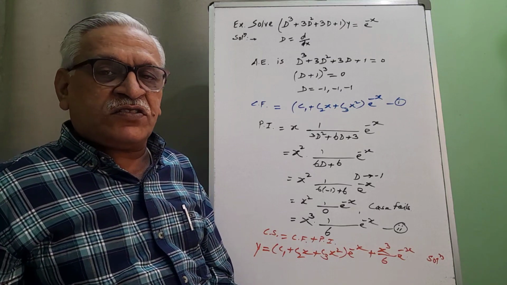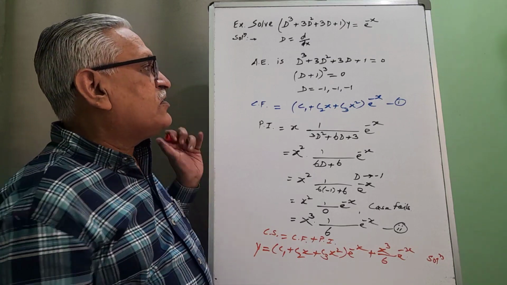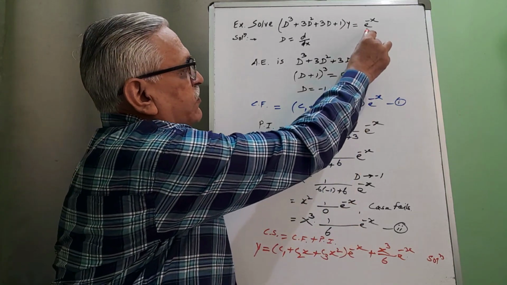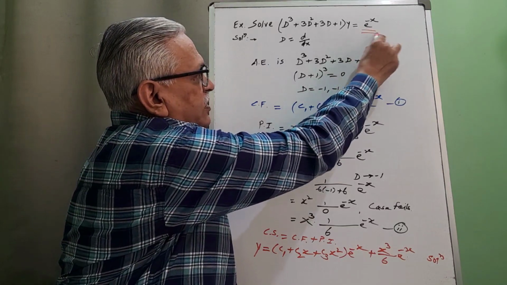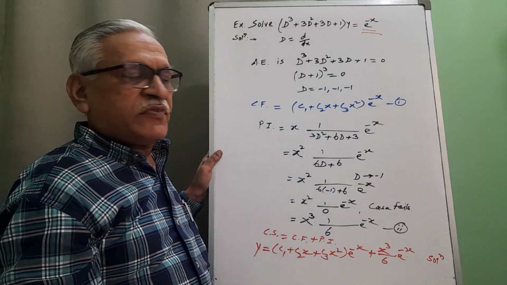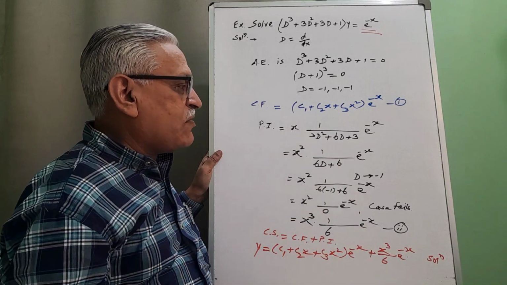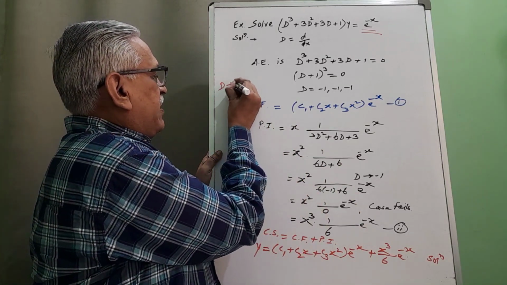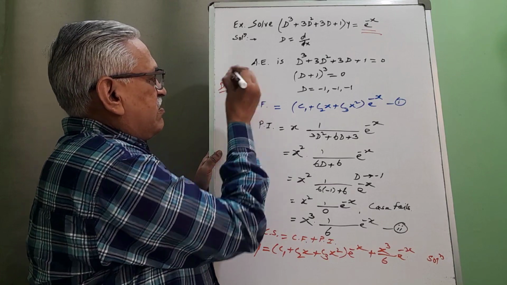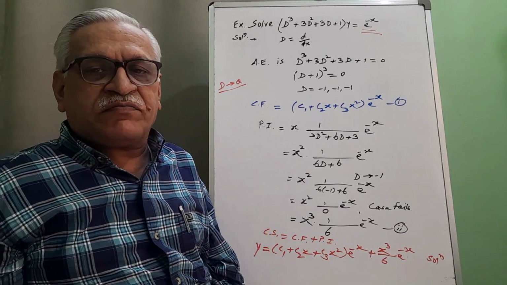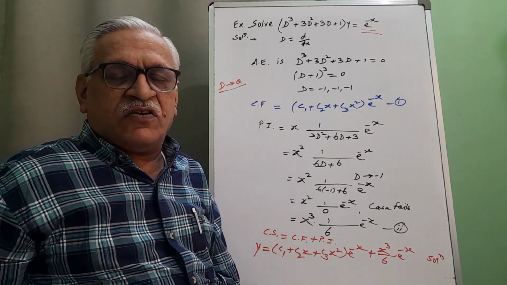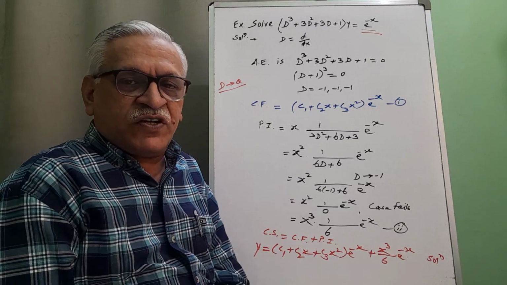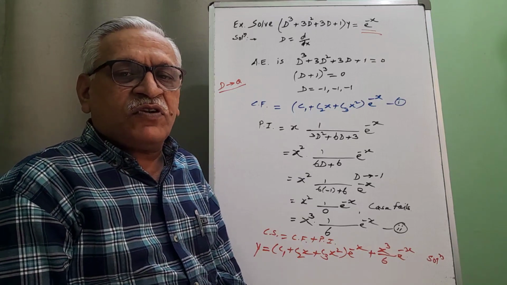Therefore, this is case number 1, the shortcut type, when the function is in the form of e^(ax). Whenever it is in the form of e^(ax), we have to replace D by a to obtain the PI. One more problem, for case number 2, I will discuss in my next video.